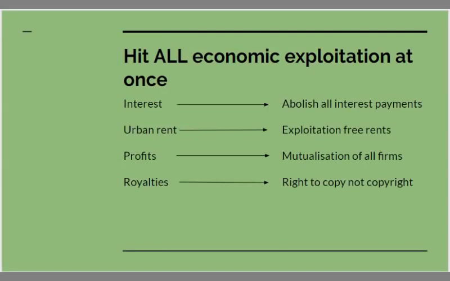I think the answer is you have to hit all forms of economic exploitation in one go. For interest, you have to abolish all interest payments. For urban rents, you have to have a policy of exploitation-free rent. I'll explain what I mean by that later. You have to get rid of all profit income by mutualising all firms. And you have to get rid of royalty incomes by giving a right to copy, not a copyright.